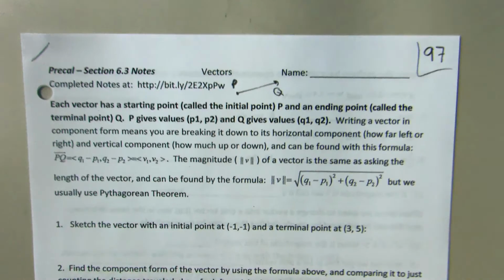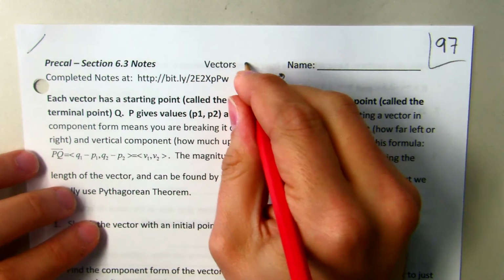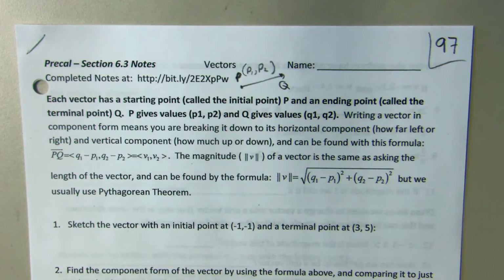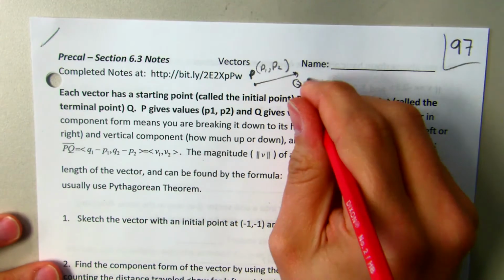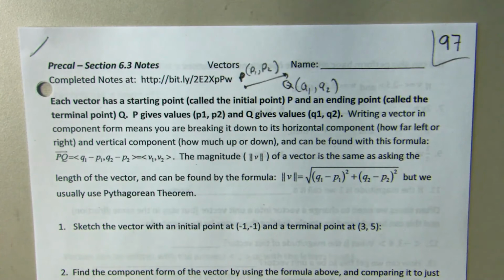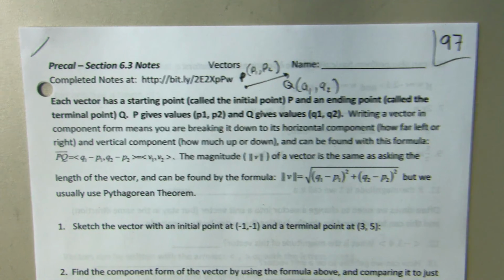So if we know a point, like an XY point, we'll call it P1, P2 from P, and Q gives us Q1, Q2. So then sometimes we have four numbers.